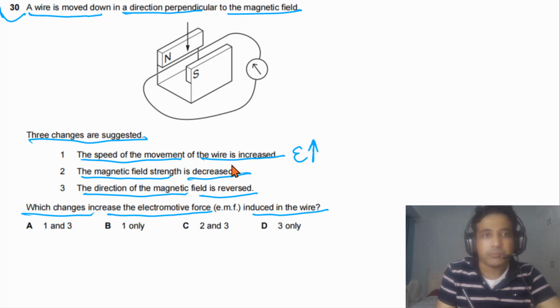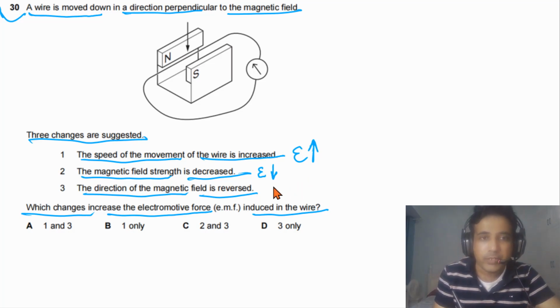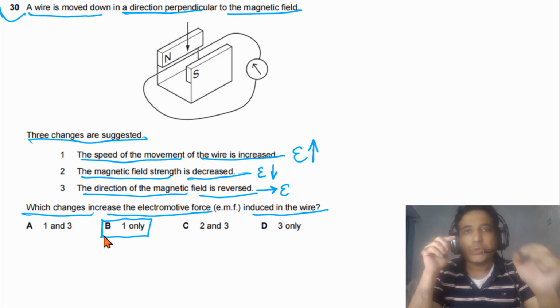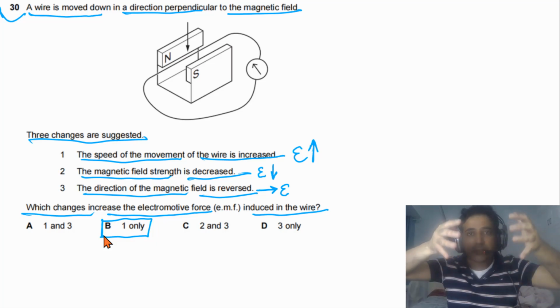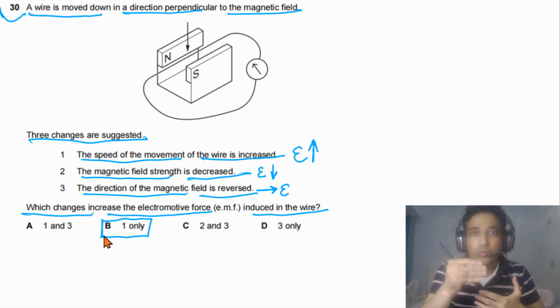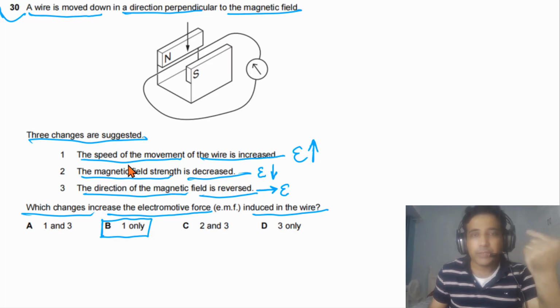If you look at the second option, the magnetic field is decreased. This will decrease the EMF. The direction of the magnetic field is reversed. This will have no effect on the magnitude of EMF. It will just reverse the polarity of EMF. So the answer for this question is B. But one thing you need to understand, by electromagnetic induction, we only transfer mechanical energy into electrical. If we have more mechanical energy, we can convert it into more electrical energy. So that's the reason when we increase the speed of the wire, EMF will increase.